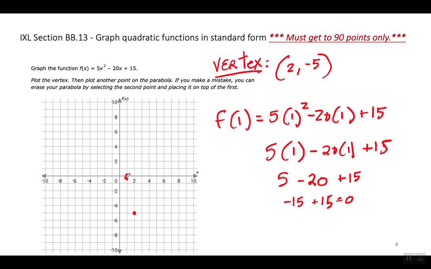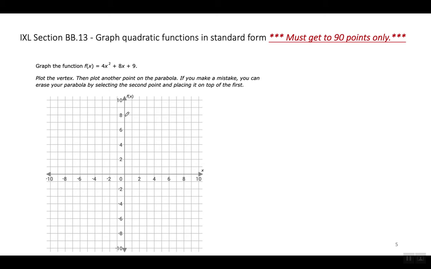So there's another point on the graph. I'm just going to put that point and this point, and IXL will do the rest. It'll probably be something like that. All right, let's look at another example, and I'll try to go a little quicker. So here we have another example.